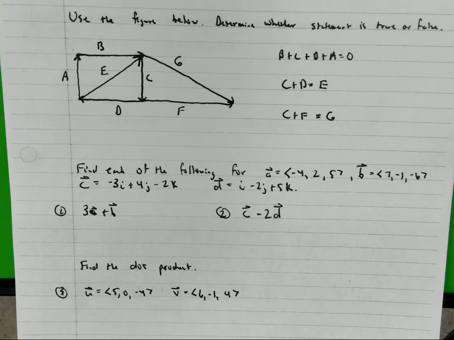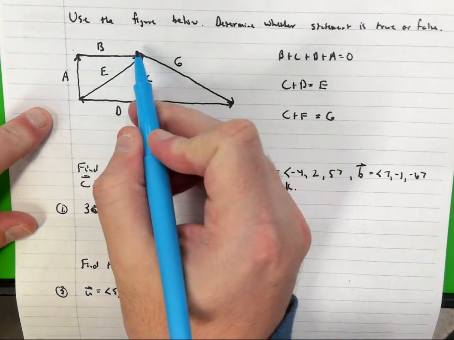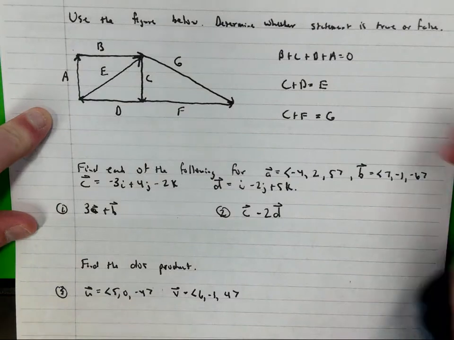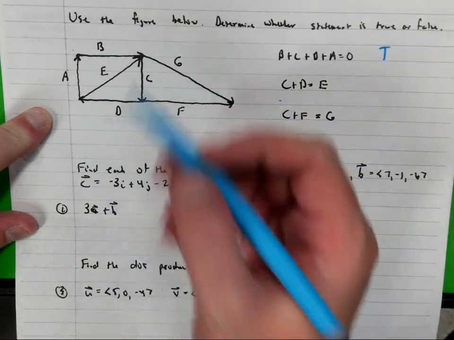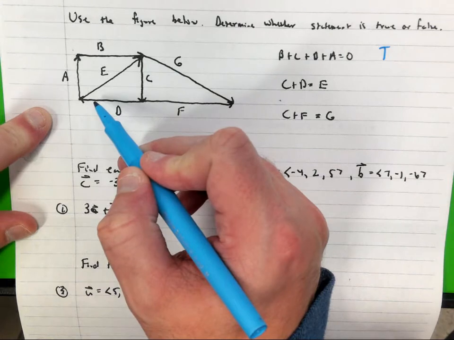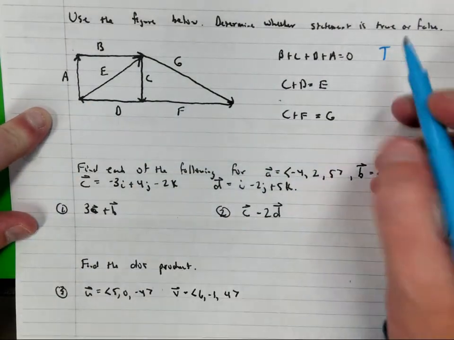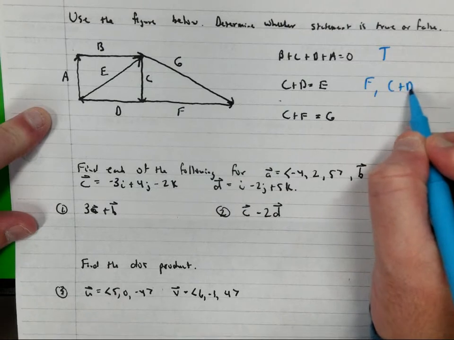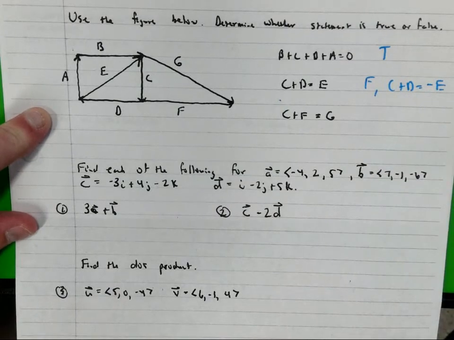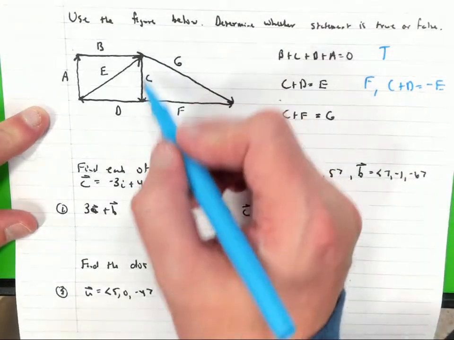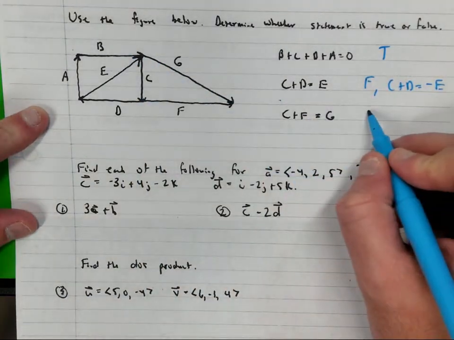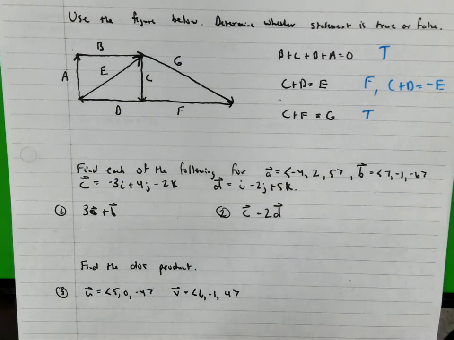So let's look at this figure and determine whether each statement is true or false. First one, B plus C plus D plus A equals 0. That means in order for it to equal 0, it starts and ends in the same spot. But you have to make sure it's drawn correctly, okay? So B plus C plus D plus A. Is it drawn correctly? Yes. True. C plus D. Is that drawn correctly so far? Equals E. Is E drawn? So I'm going to say false. C plus D equals what? It needs to be drawn in the opposite direction. C plus F equals G. Yes, that's as hard as your diagram is tomorrow, okay?